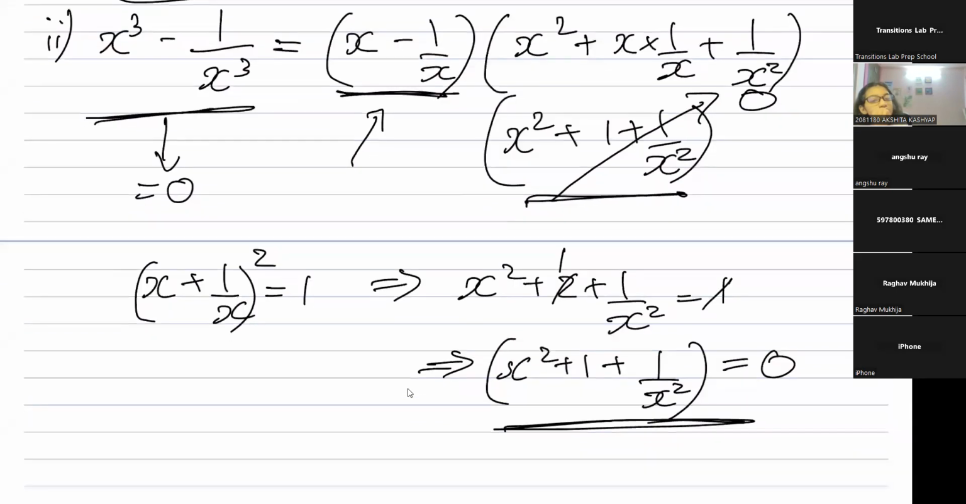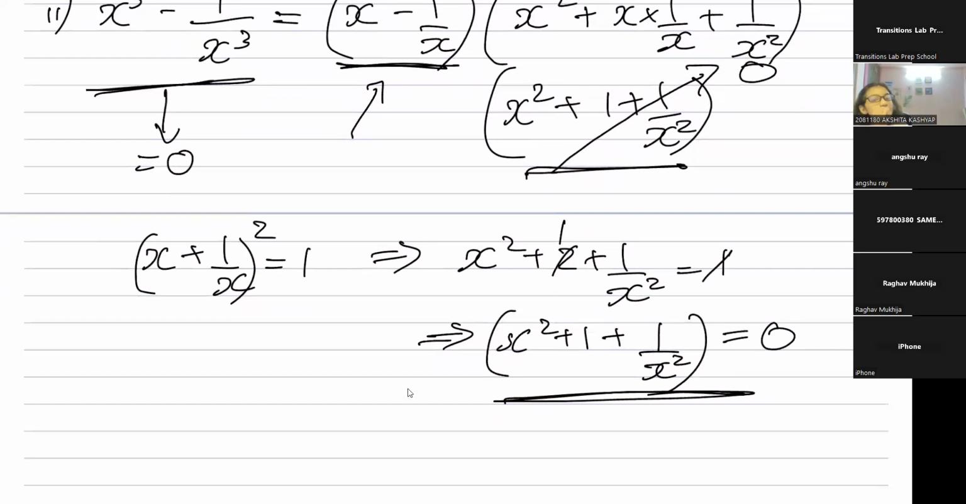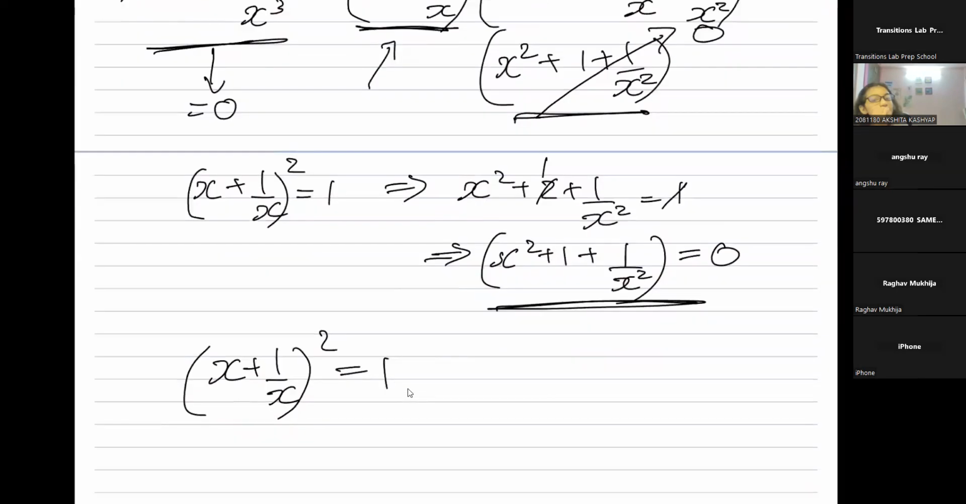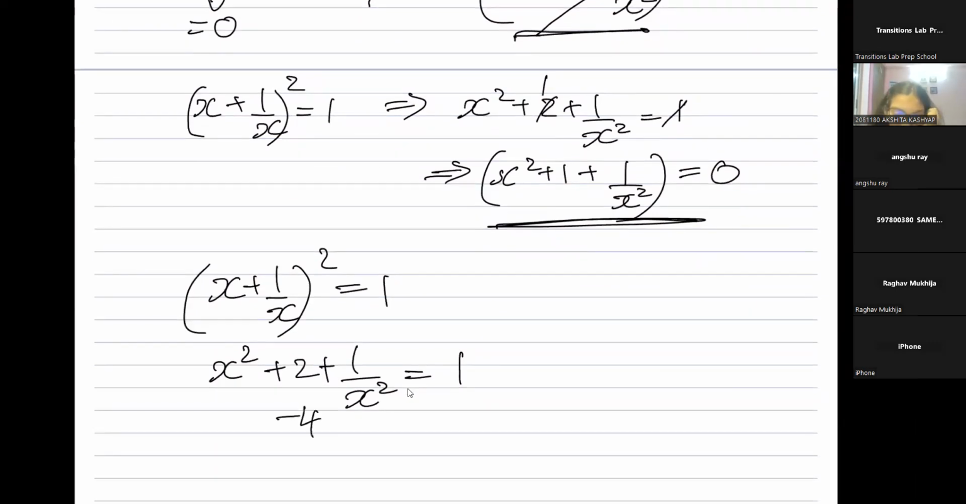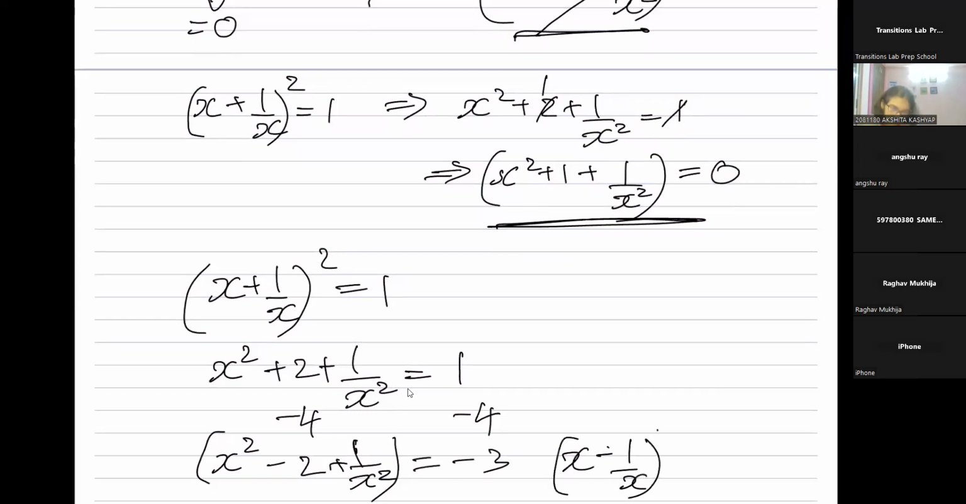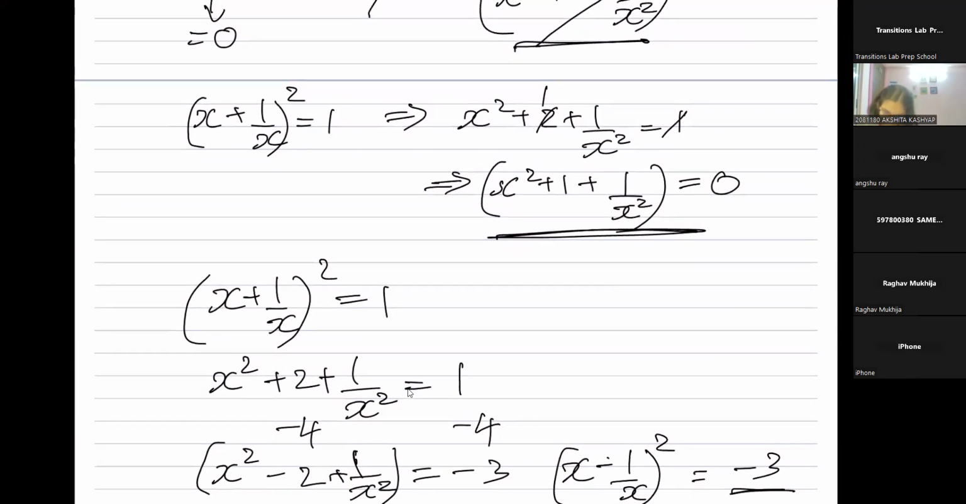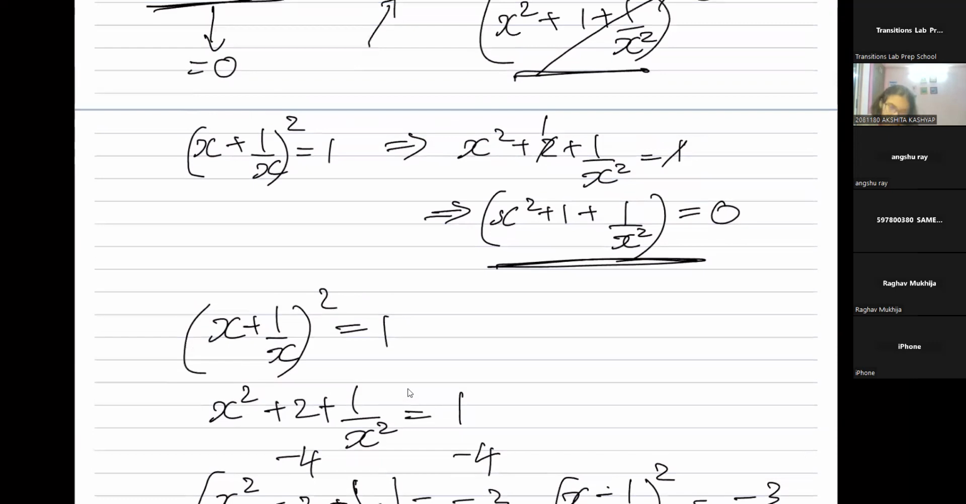x plus 1 upon x, the whole square is equal to 1. From here, you can see that x square plus 2 plus 1 upon x square is equal to 1. If you change this 2 to minus 2, you do a minus 4 over here and minus 4 over here. What you're left with is x square minus 2 plus 1 upon x square equal to minus 3. Again, this perfect square is coming negative, which is all fine over here because the x was never real to begin with. So x minus 1 upon x, the whole square is equal to minus 3. We don't have to deal with these imaginary stuff right now because the other factor neatly came to zero.